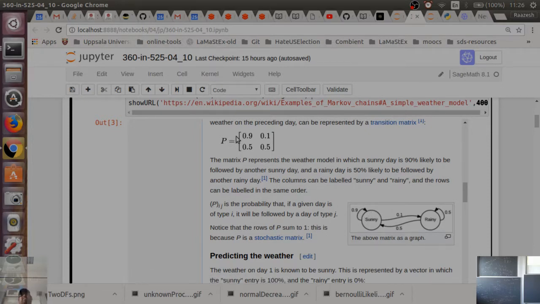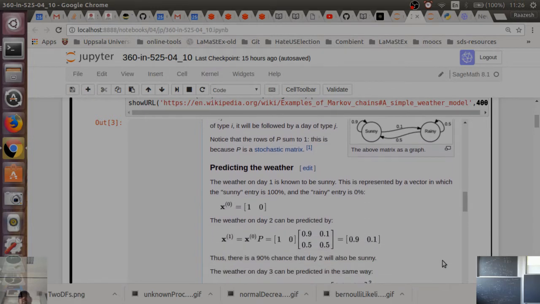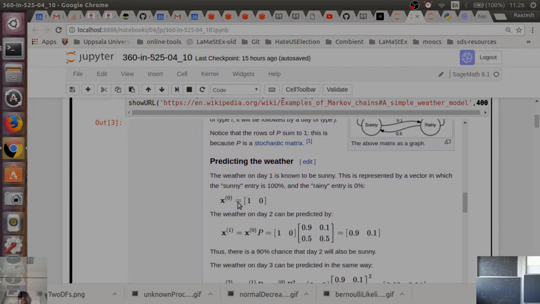The first state is sunny, say 0, and the second state is rainy, which is 1. If you're sunny, you go to rainy with probability 0.1. If you're rainy, you go to sunny with probability 0.5, and if you're rainy, you remain rainy with probability 0.5. Very nicely encoding the example here. The transition probability matrix is also called a stochastic matrix. The idea is we want to predict the weather. So initially, let's say it's sunny. So this is the sunny.